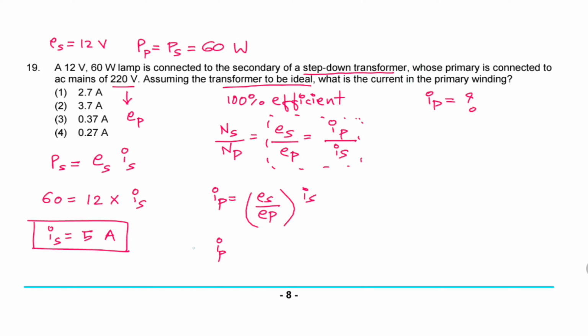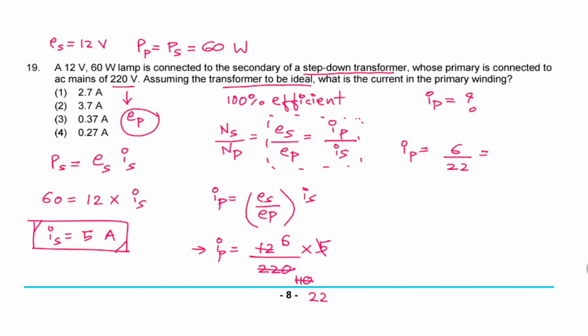So students, current for primary IP will be ES, EMF for secondary, students, 12 volt, it is given to you, divided by EMF for primary, this 220 volt, into IS. Current for secondary we have recently found, sir, which is 5 ampere. So now IP is equal to 2 times of 6, 2 times of 11 is 22. Then we will consider one 0. Yes, 5 times of 1 is 5 and 5 times of 22 is 110. So now IP is 6 divided by 22, which is 2 times of 3, 2 times of 11. This is 3 by 11 ampere.